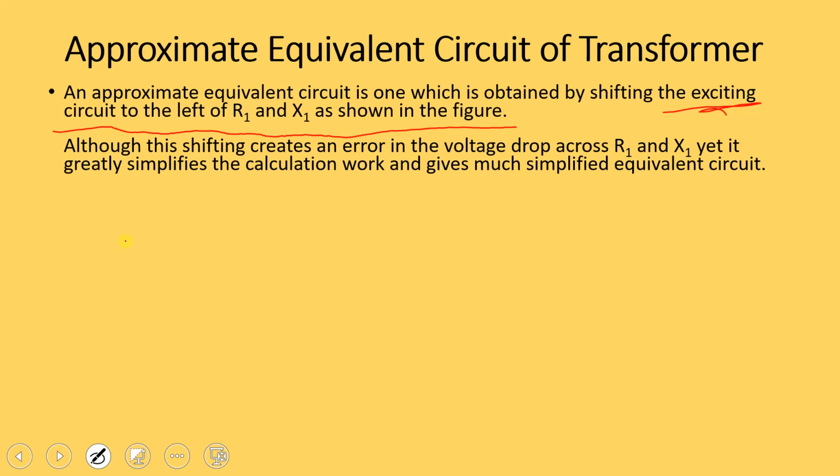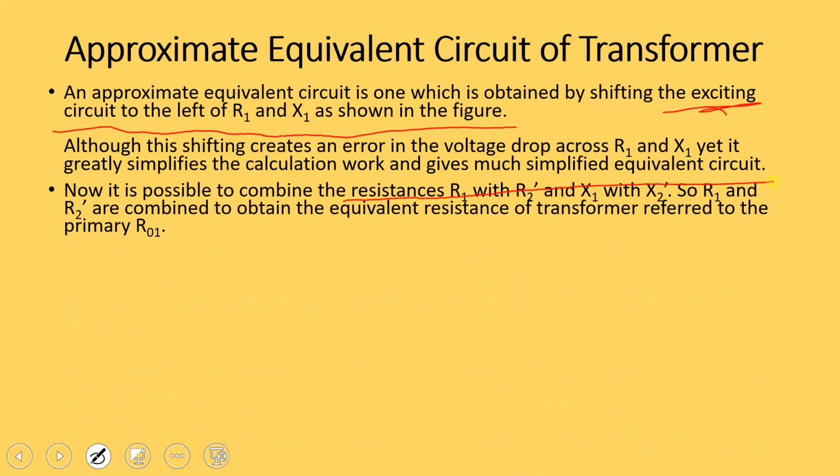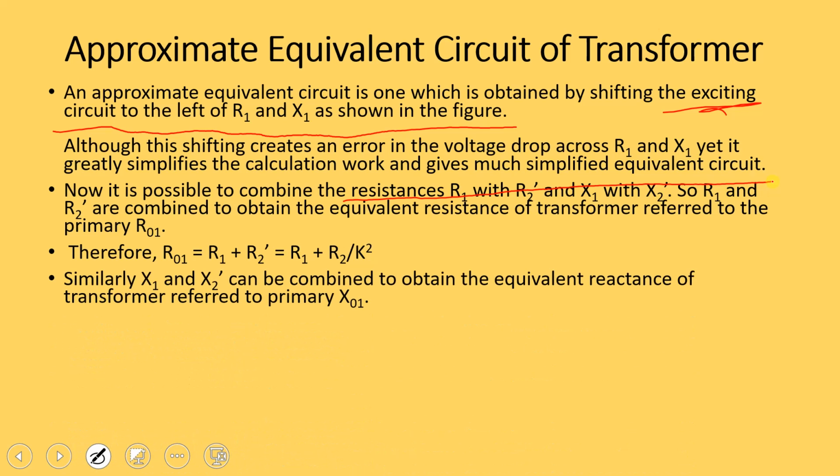Although this shifting creates an error in the voltage drop across R1 and X1, yet it greatly simplifies the calculation work and gives a much simplified equivalent circuit. Now it is possible to combine resistance R1 and R2 dash, X1 and X2 dash, so that R1 and R2 dash are combined to obtain equivalent resistances of the transformer referred to the primary.